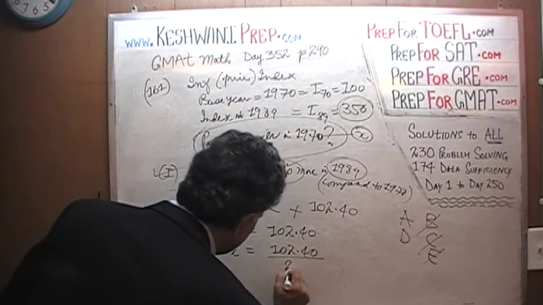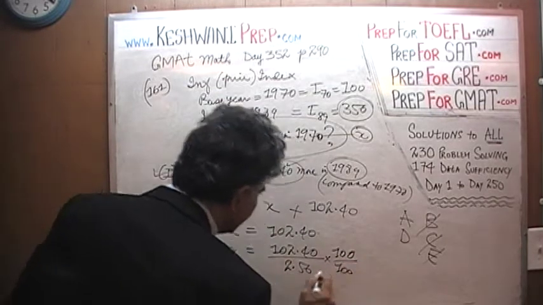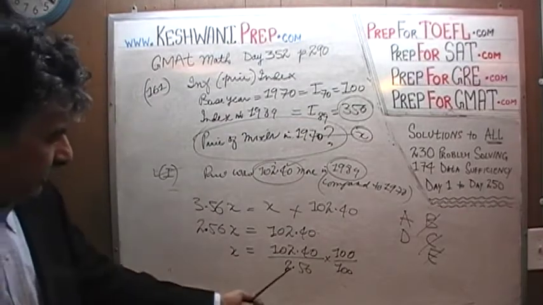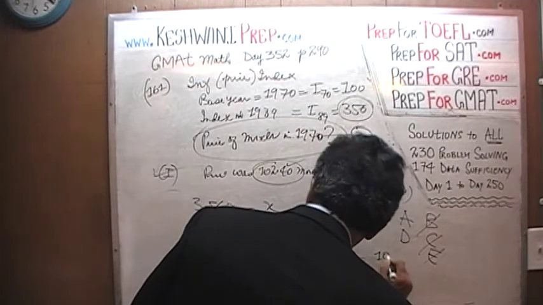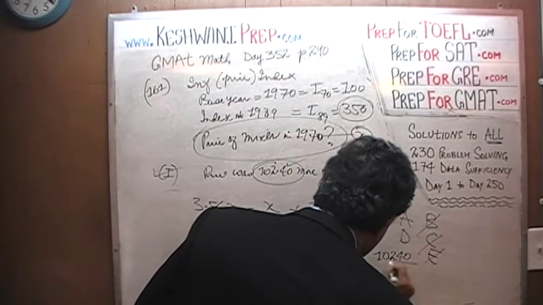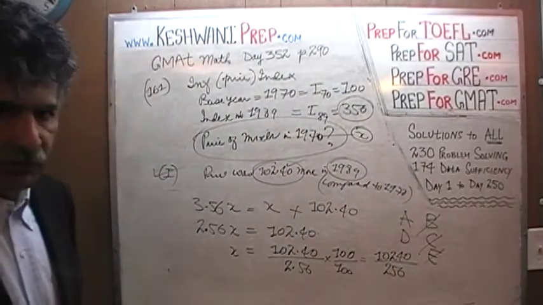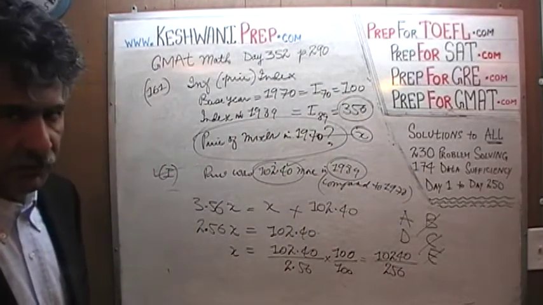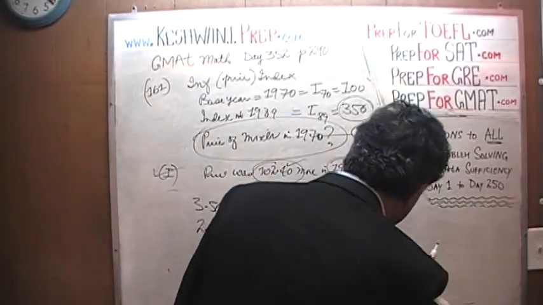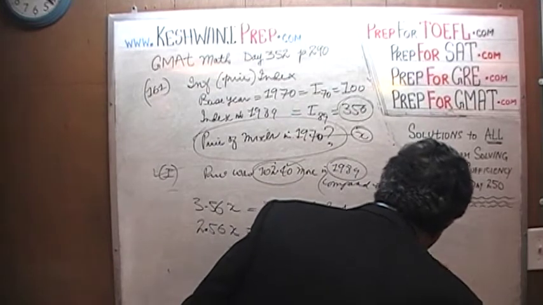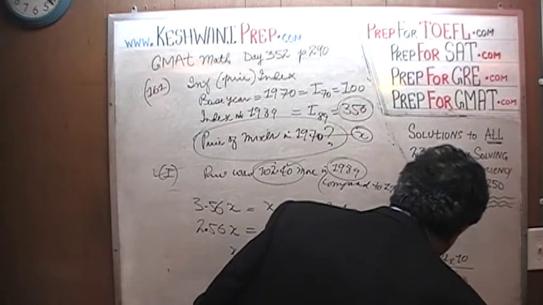102.4 over 2.56. Multiply the top and the bottom by 100 so that we can get rid of the decimal point. And once we do that, we end up with 10,240 over 256. Let's write this thing as 1024 times 10 over 256.